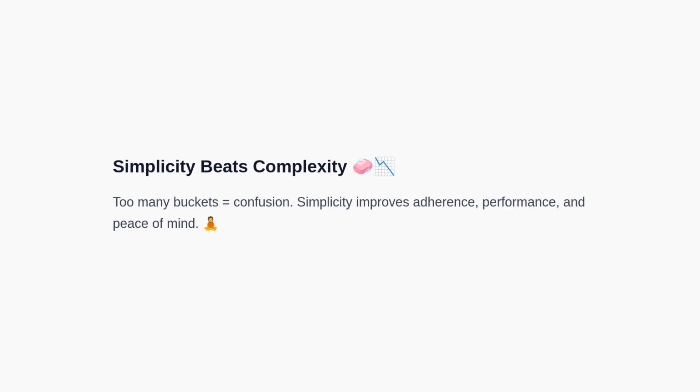Many people create multiple investment buckets for every goal, which looks organized but quickly becomes hard to track and can lead to worse outcomes. Simplicity improves your ability to stick to a plan, rebalance effectively, and actually reach your goals. Now that the philosophy is clear, let's turn it into a concrete, visual priority flow.